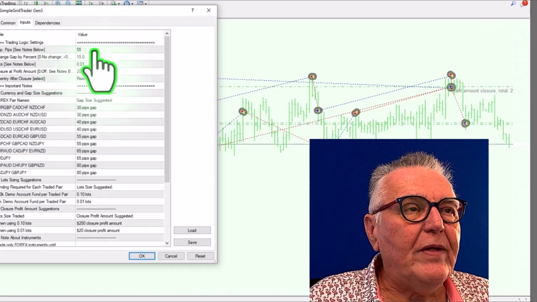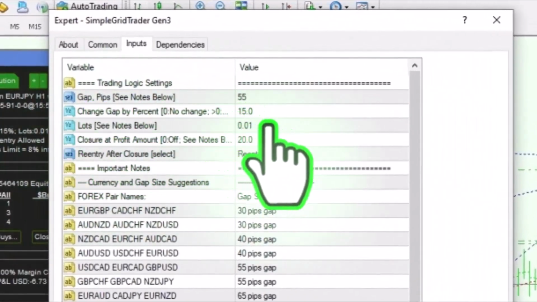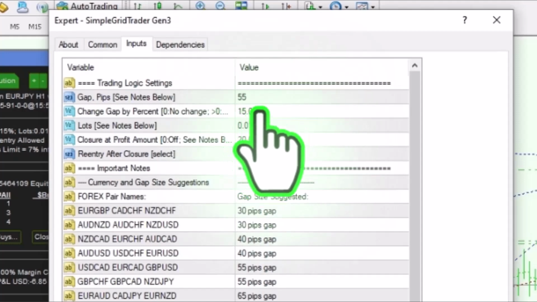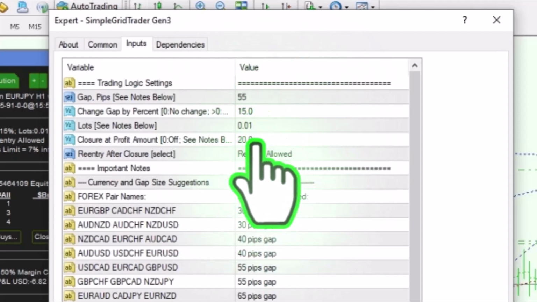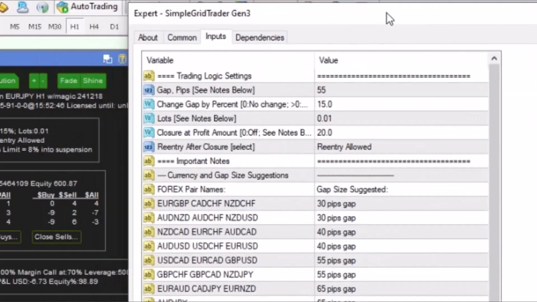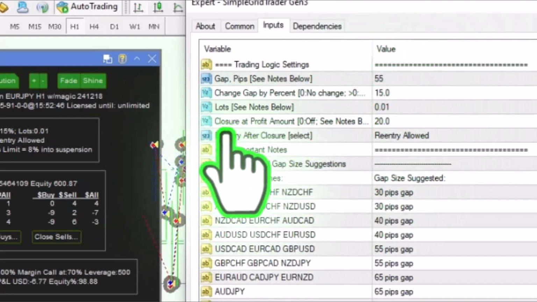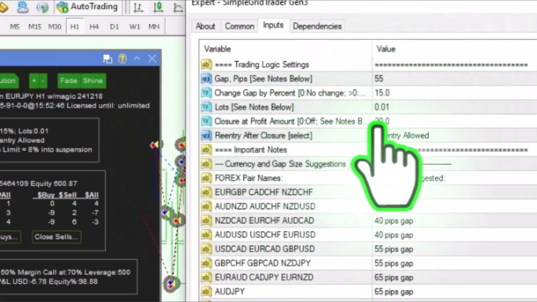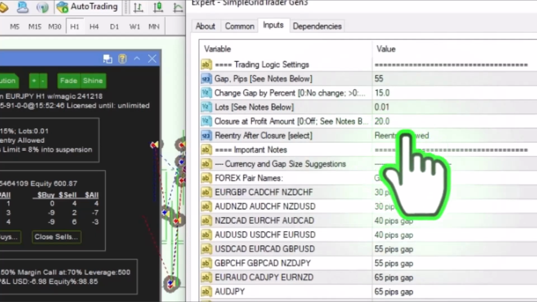So there's the second setting that we had. 15% is what we want the gap to increase by. This is what kind of lots, and as you've seen, we only trade 0.01 lots, the minimum lots allowed by this broker. And then it says what closure profit you want, and we've got $20 there. So when the total of all those open deals equals $20, it will just close it, and start a new grid trading process. So it goes down to 0 and then starts again.